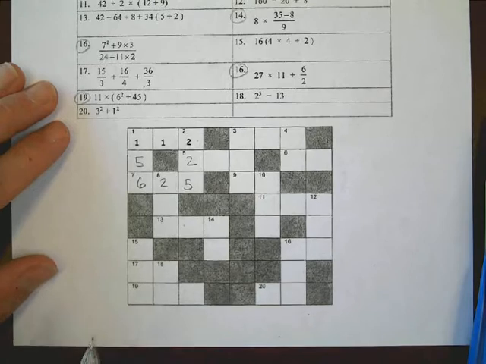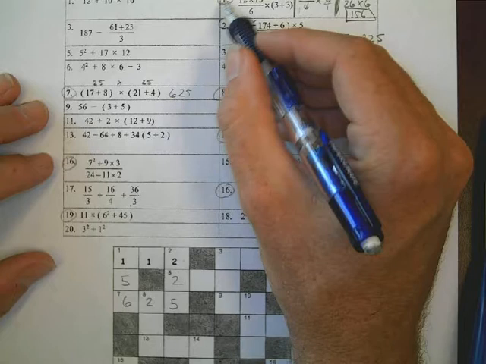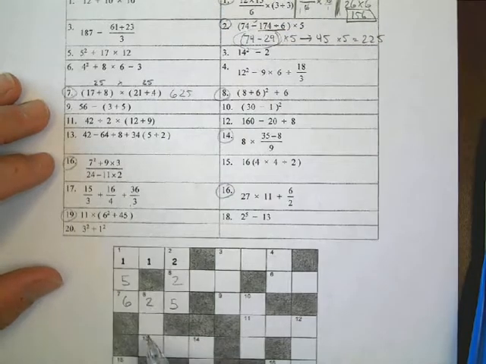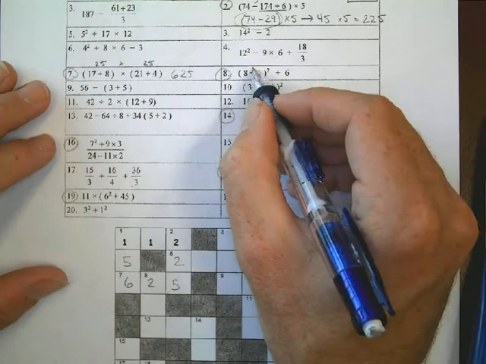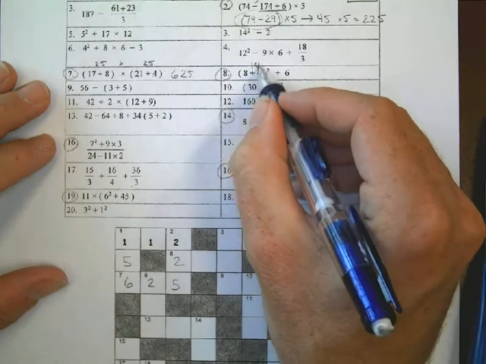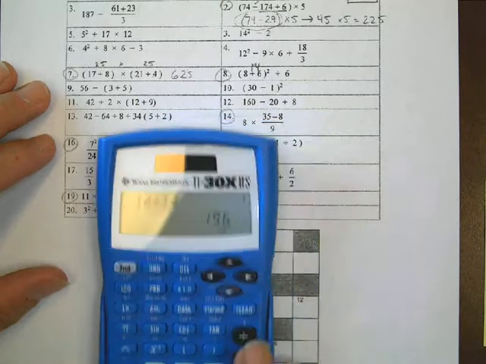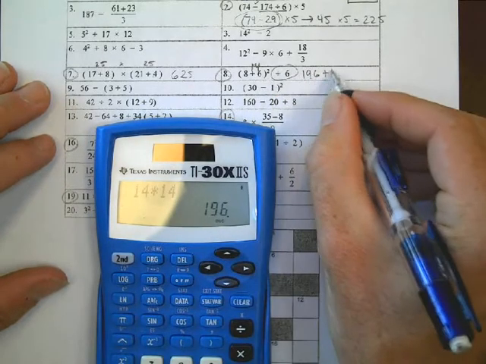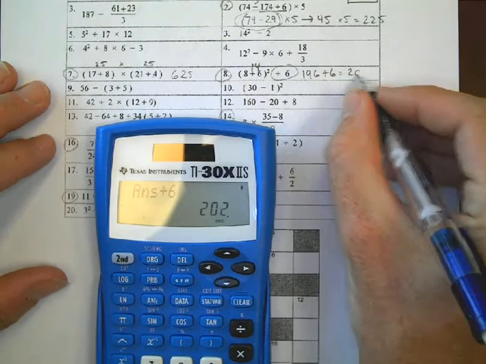Doing okay so far. I've got 1 down, 2 down, and 7 across. Let's look at 8 across because that's about where I am right now. I have 8 plus 6 inside the parentheses. Well, that is actually 14. No problem there. But I want 14 squared. 14 times 14 is 196. But I'm not done. I still have to add a 6 to that. So 196 plus 6 is 202.